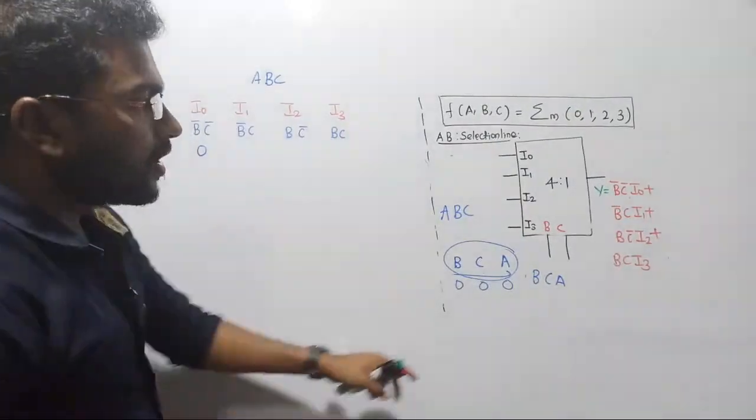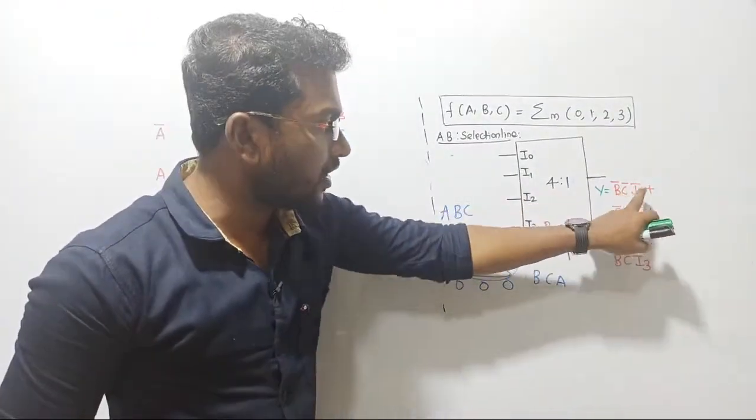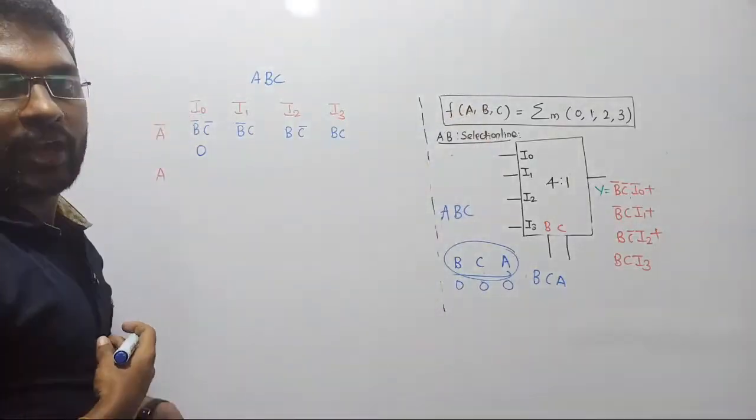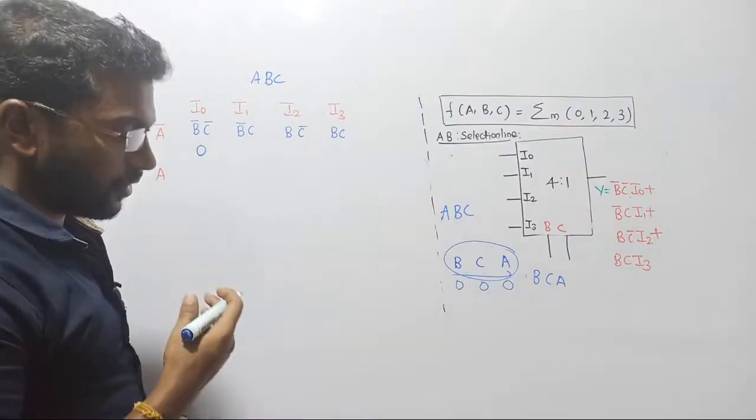But now see there, the output line is changed. In the output side we are getting a different combination, whereas the input is what? In the input side we are going to consider ABC, right? So in the input side we consider ABC.